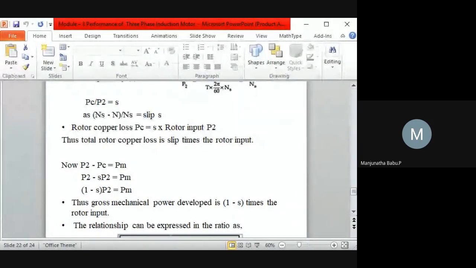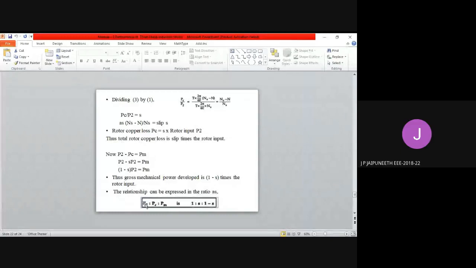can you see the presentation? Yes, sir. P2 is to PC is to PM is 1 is to S is to 1 minus S.